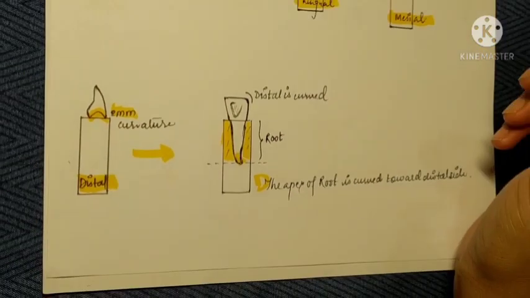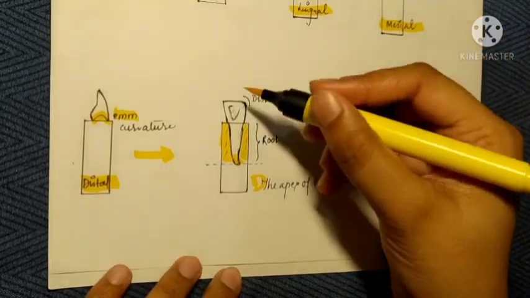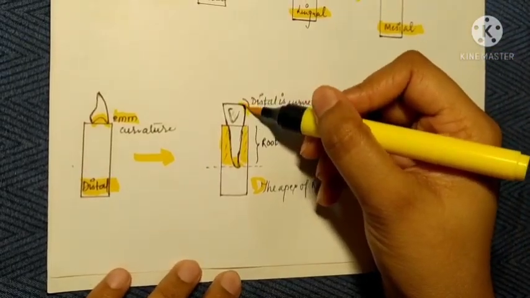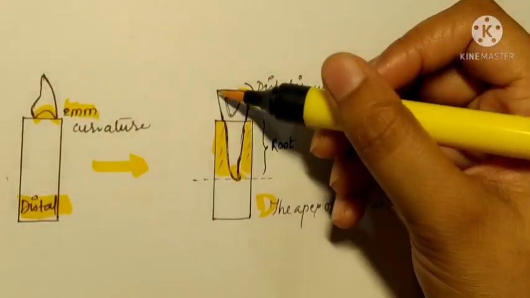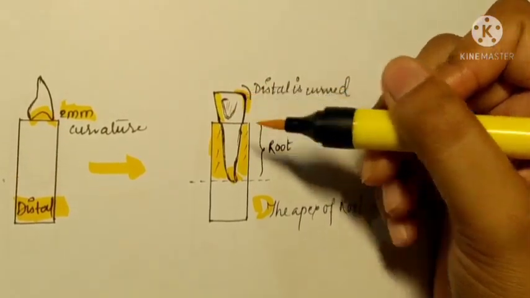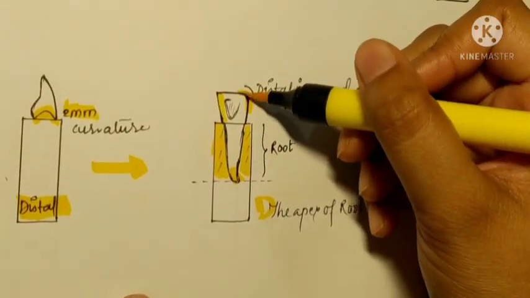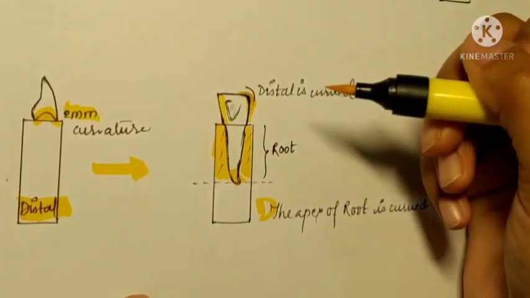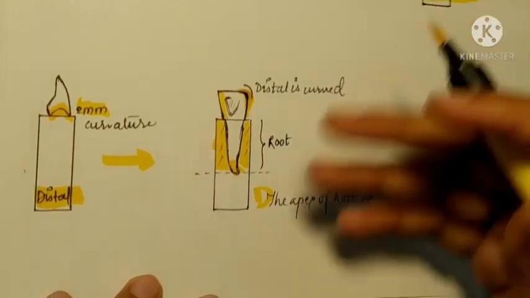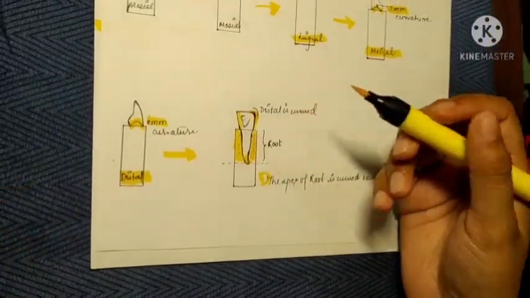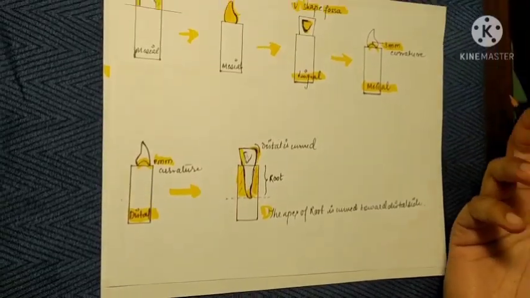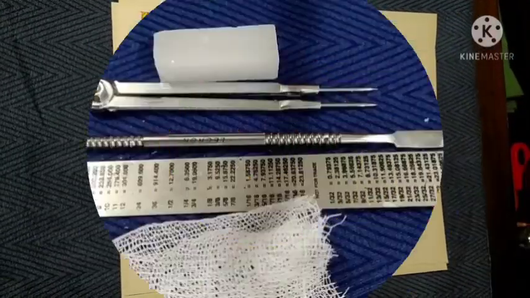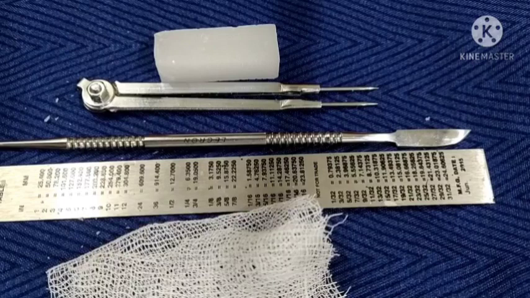And one more important point is that our distal side is curved and the mesial side is straight. So with the help of the carver, we have to remove some of the wax so that we can get our distal side curved. So this is how, after removing this wax from the root side, we're going to get our complete maxillary lateral incisor.